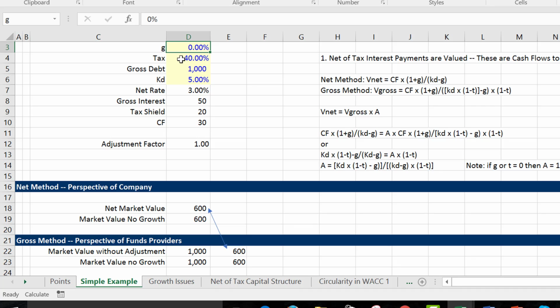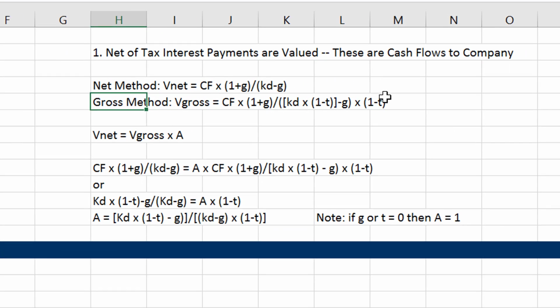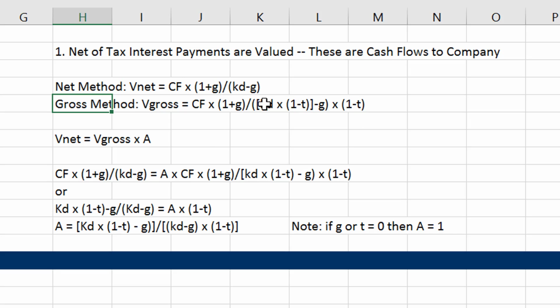But here's the problem. When I put 2% growth rate and 40% tax, then this market value gets inflated because we're using this in the denominator and growing it. Okay? And what you can do is say, well, here's the net method. Here's the formula for the net method. It's the cash flow multiplied by 1 plus g divided by kd minus g. And the other method, you multiply 1 times t at the end, and it's a little bit of a different formula. And I say, okay, you can take the gross method and multiply that by the net method.